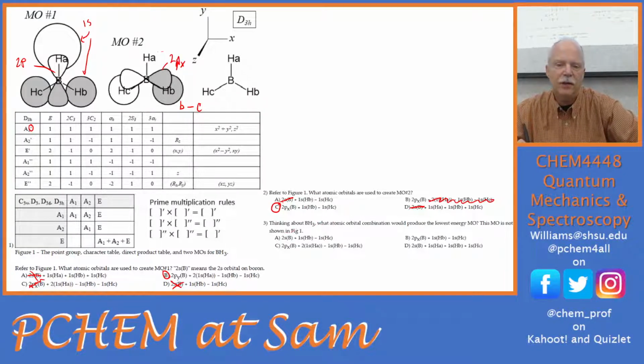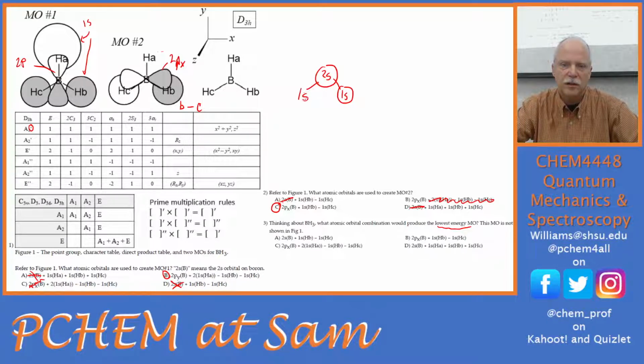Then I wanted to get you thinking about ones that aren't shown. What atomic orbital combination would produce the lowest energy MO? This MO is not shown, and that's going to be the one that has the 2s on the boron and the 1s on each of the hydrogens, all in phase, no nodes. So that's going to be the 2s.